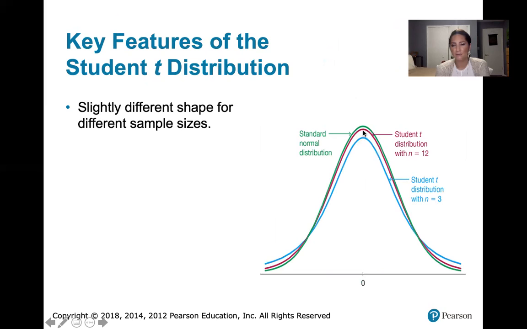This maroon one is a student t distribution with a sample size of 12. And this blue one is a student t distribution with a sample size of 3. As n increases, the student t distribution gets closer to that standard normal distribution. And it has the same mean as a standard normal distribution. The distribution has a mean of 0, but the variation is larger. It's more spread out. The standard deviation of a student t distribution is larger than 1.